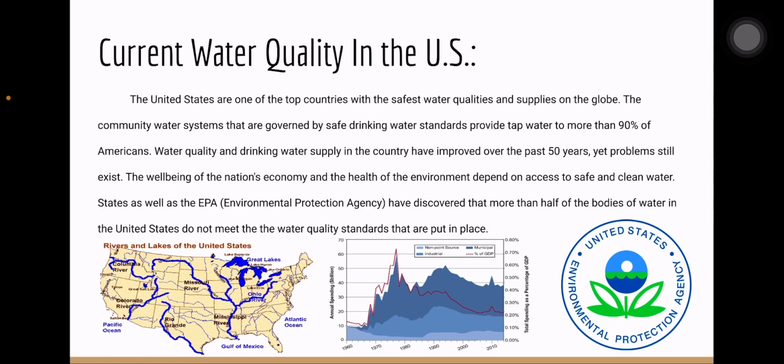So, I put a picture of the different lakes and rivers and other bodies of water in the U.S., and I also put a graph of how water has improved over the past couple of years, and I also put the EPA logo.